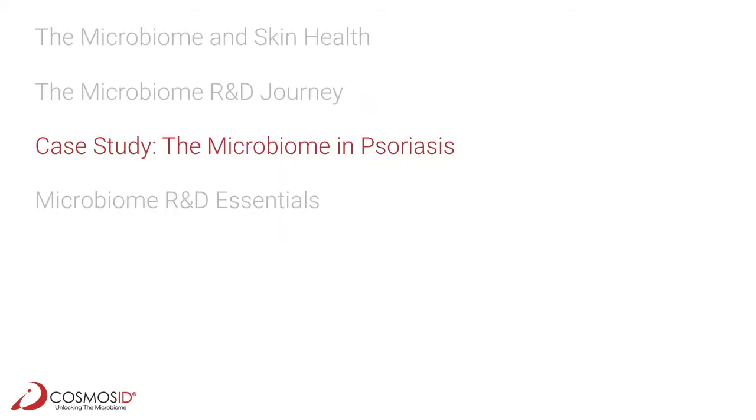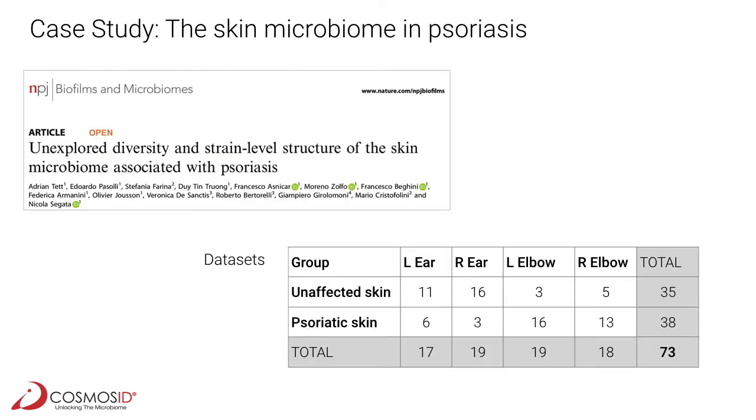Now let's move into the case study that explores the microbiome in the context of psoriasis. What we did is we took a very well-received publication that came out of the lab of Nicolas Segata that is exploring diversity and compositional structure of the skin microbiome associated with psoriasis. The authors were able to collect both unaffected and psoriatic skin from 4 different body sites, the left ear, the right ear, as well as the left and the right elbow.